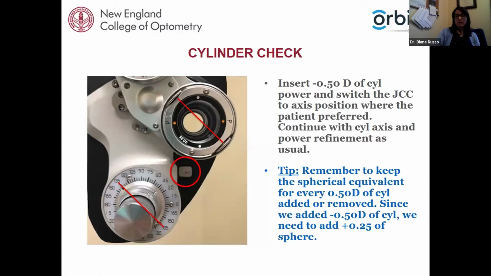So we're keeping the spherical equivalent here. And then you would just move through the rest of the procedure like you normally do with your axis and cylinder refinement.